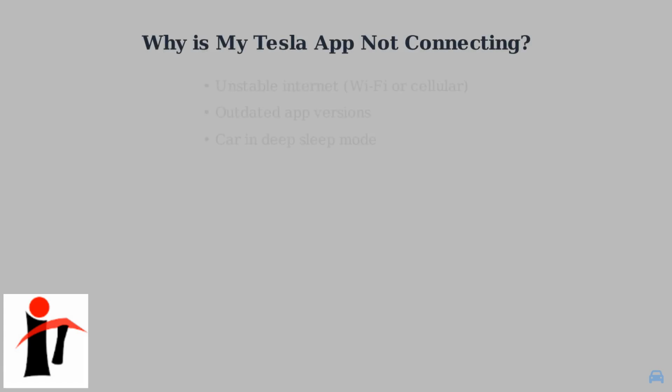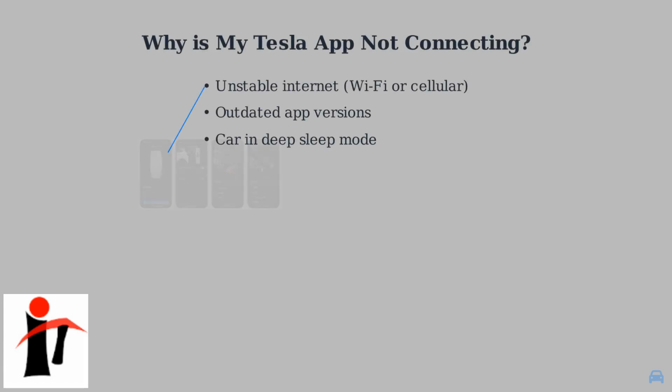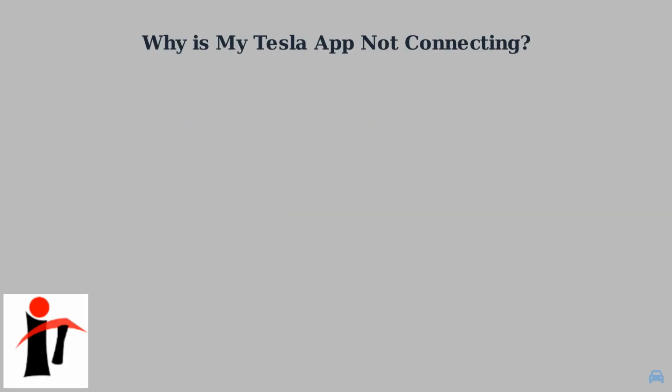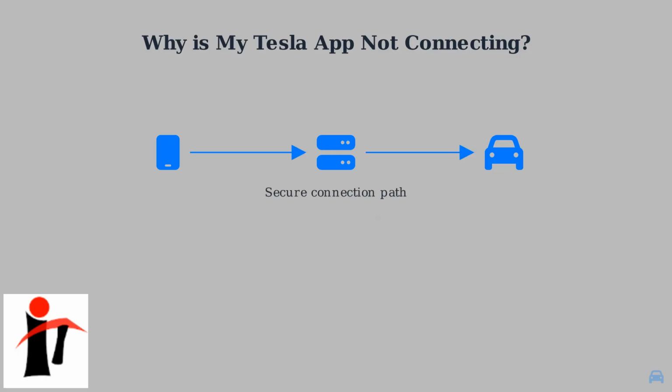Experiencing trouble connecting your Tesla app to your car remotely? Let's address the common reasons. Connection issues often stem from a few key factors: unstable internet connection, outdated app versions, or the car being in deep sleep mode. The Tesla app relies on a secure connection to Tesla's servers, then to your car.